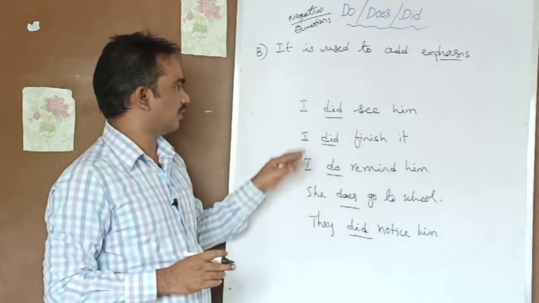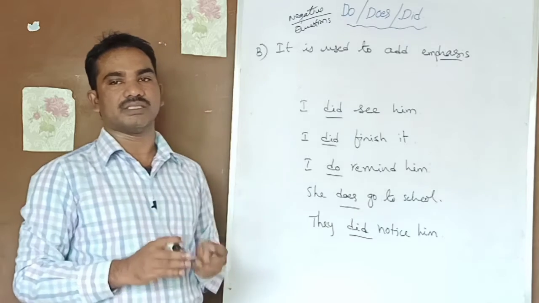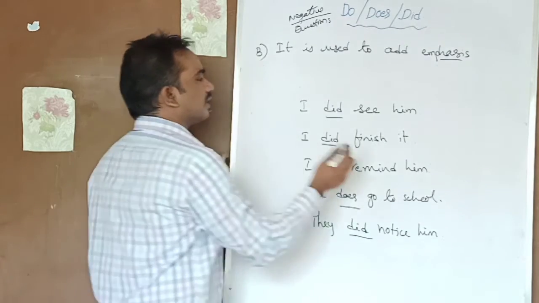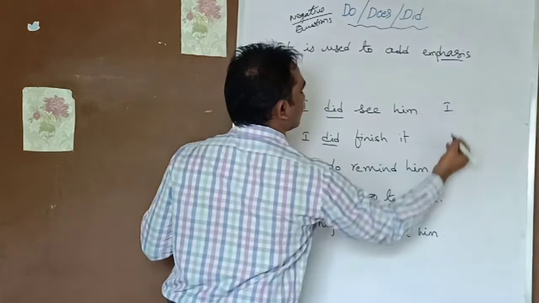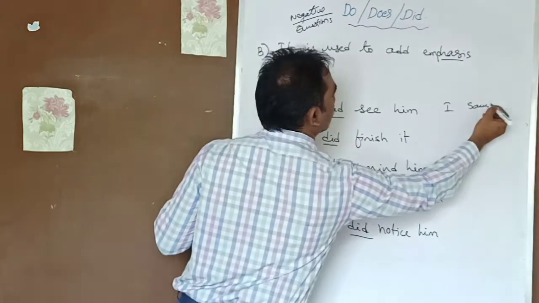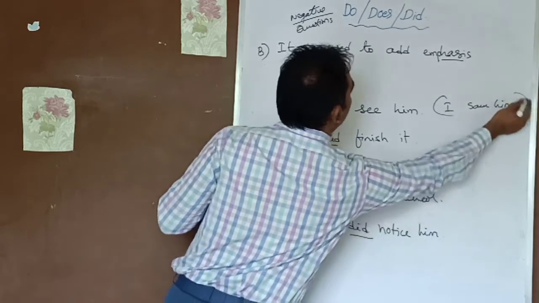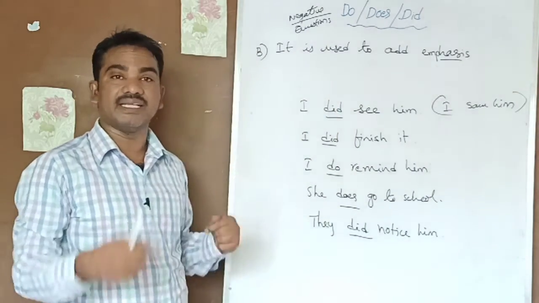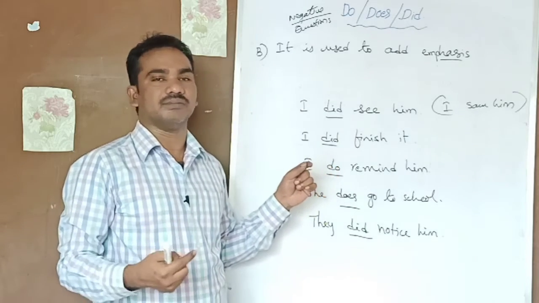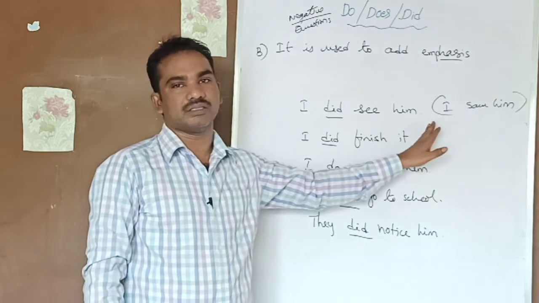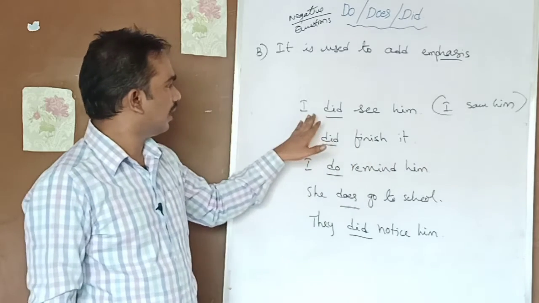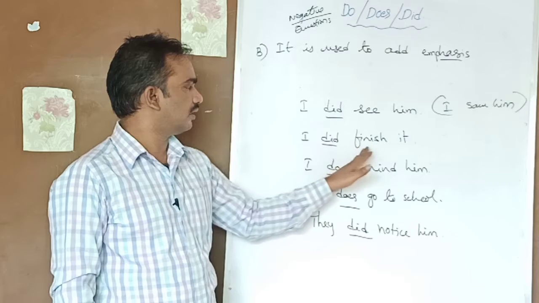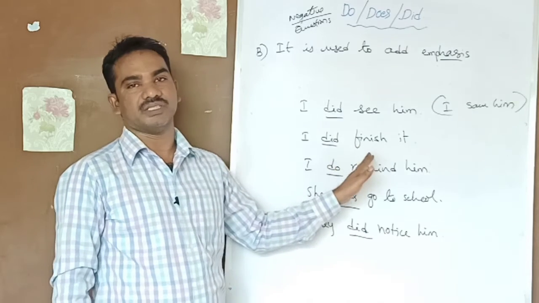Look at the example. I did see him. For example, somebody said you didn't see him. I did see him. So this is stronger than I saw him. Okay. So somebody said you didn't see him. You said I did see him. So it expresses a strong action. I did see him. I did finish it. This is stronger than I finished it.